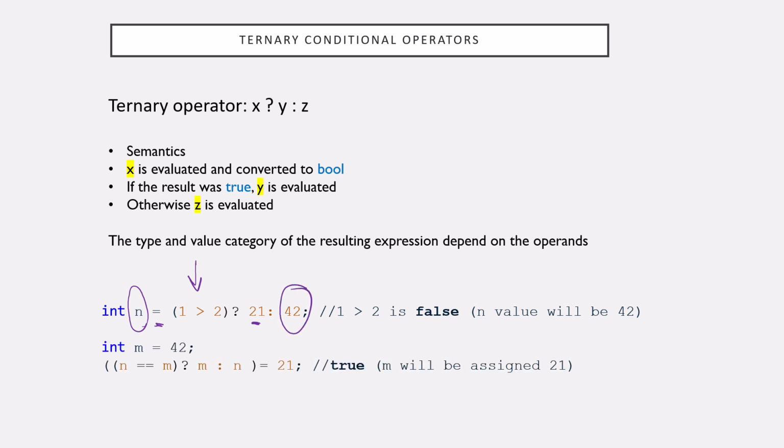So here we have, if n and m are equal, then you are going to take m and assign it the value 21. Otherwise, you're going to assign 21 to n. So you can use this, it's fine, but you could also use if-else conditions. This is just a shorthand way to do this.